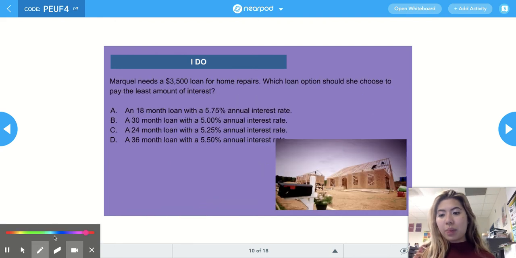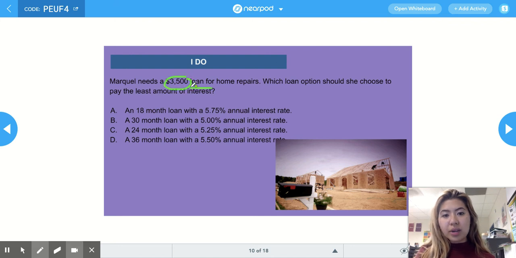Okay, for this next problem, it says Markel needs a $3,000 loan for home repairs. Which loan option should he choose to pay the least amount of interest? So we have option A, an 18-month loan with a 5.75 annual interest rate.